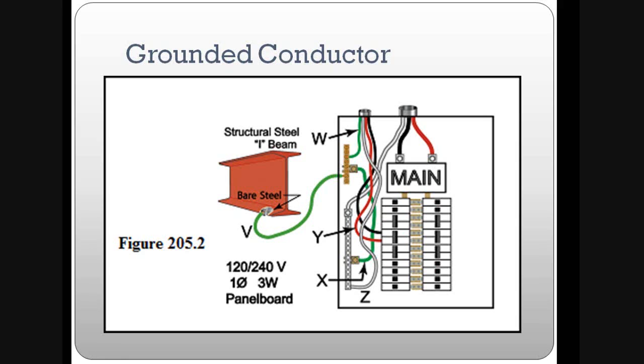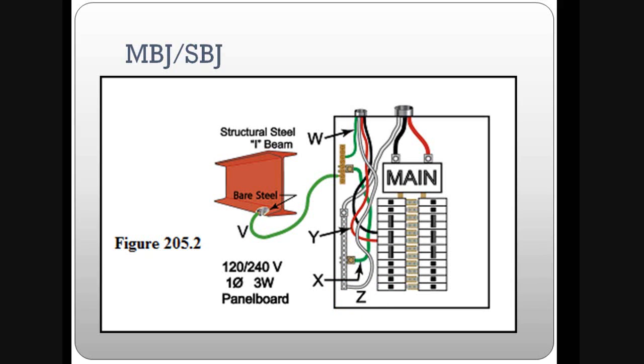The next one is the grounded conductor. Again, this is one that gets misinterpreted a lot because we always talk about the ground and we use that very loosely, but the grounded conductor according to the code is in fact the white wire or the neutral. We often call it the neutral, but that in the code is going to be discussed as the grounded conductor because of what we have, the MBJ or the SBJ.